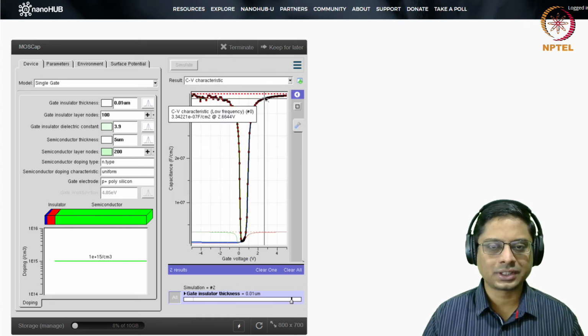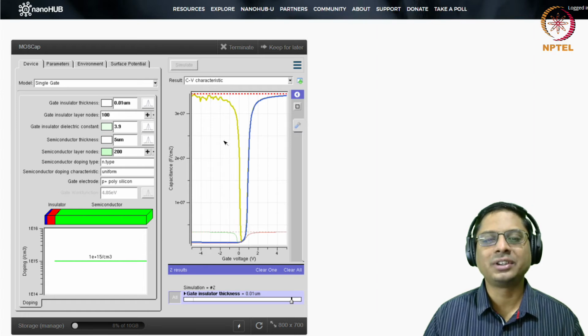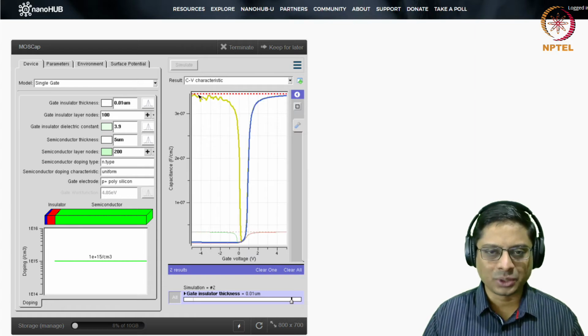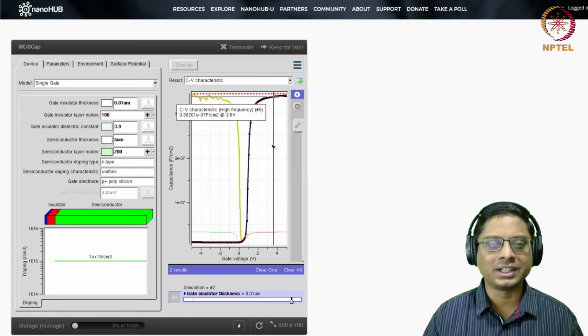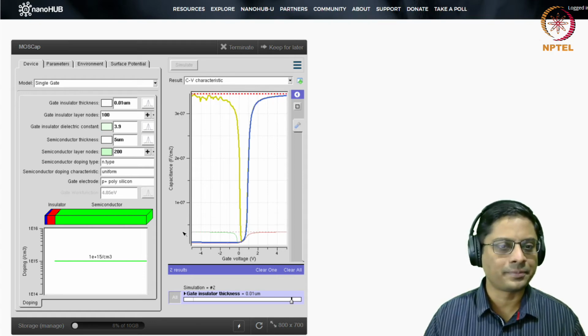This is with 10 nanometer oxide. This is 100 nanometer. So you have a much stronger gate control. Effectively, this is behaving more like a perfect capacitor, right? So that it's immediately going back up. In an ideal parallel plate capacitor, you'd expect it to be constant, right? So we are tending to that behavior.